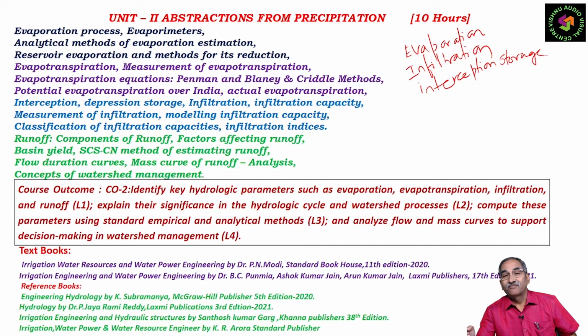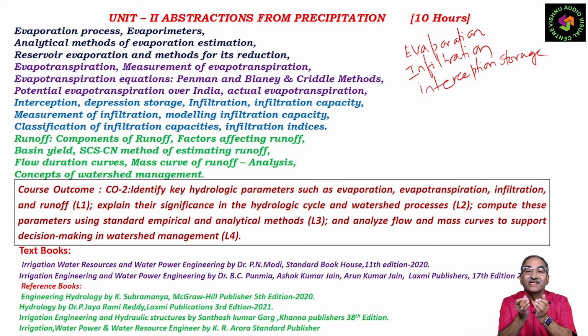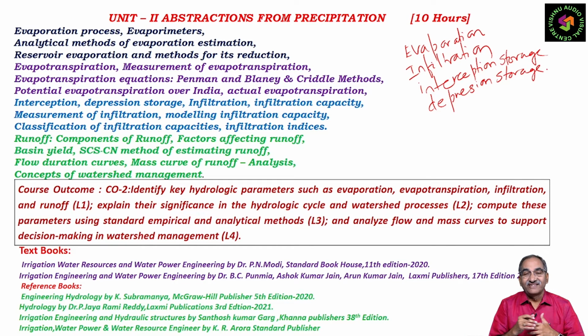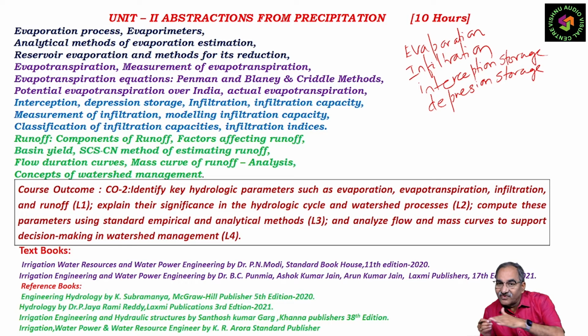And some part of precipitation will go into any pits that are there on the ground or any small undulations in the land topography where the water can be just stagnant. Such water we call depression storage. And finally some quantity of water flows on the ground. That is what we call runoff.